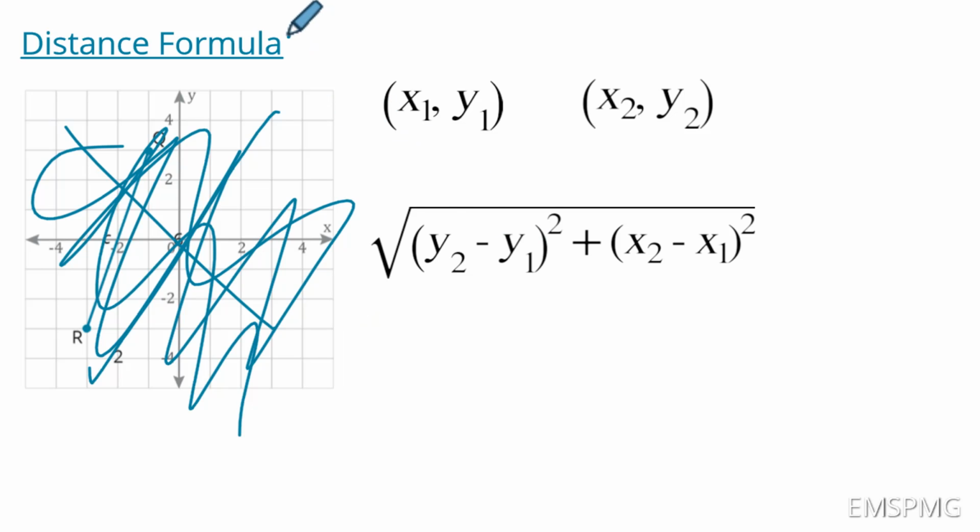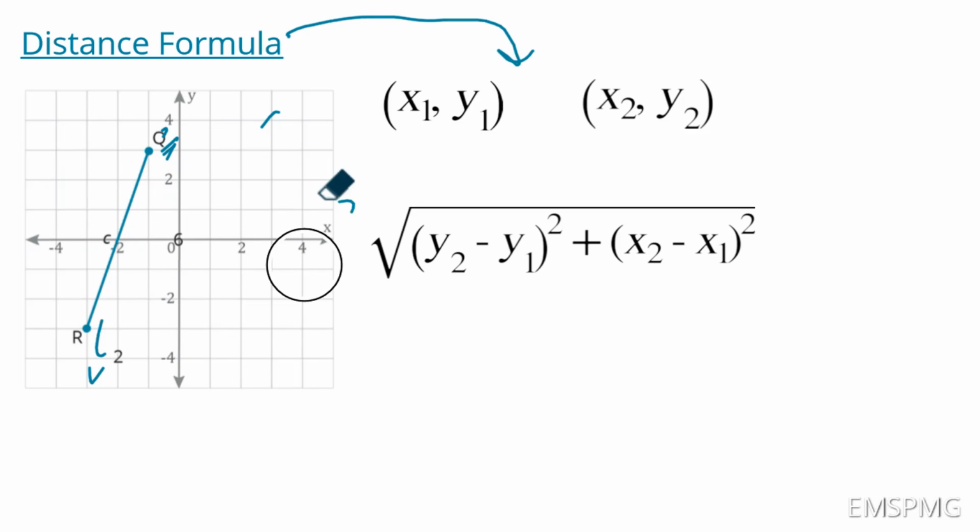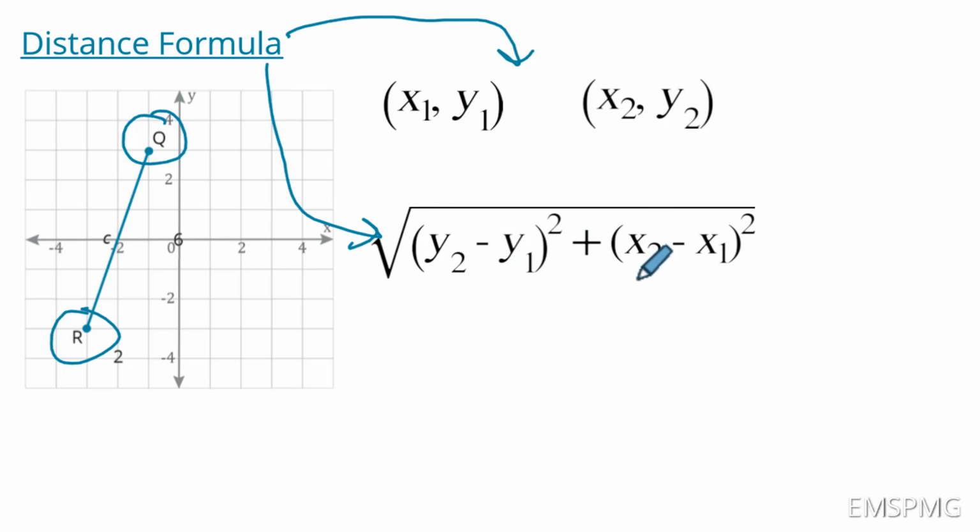The distance formula is you have 2 points. Let me erase my chaos over here, just so you know what I'm talking about. So you have 2 points, let's say Q and R, okay? And we have those 2 coordinates. You label each one of those coordinates like x1, y1, x2, y2, and then you can use the distance formula, which is this, in order to find the distance between those 2 coordinates.